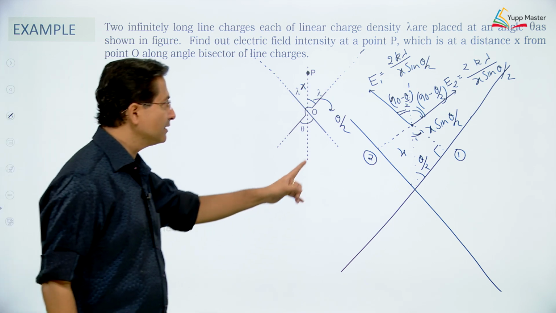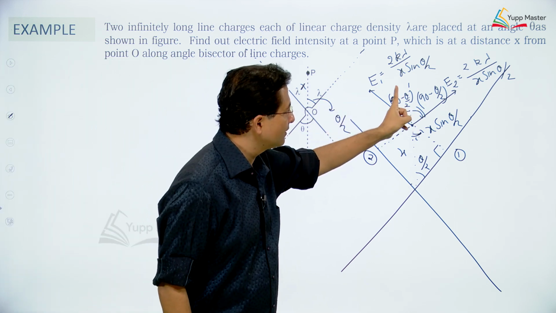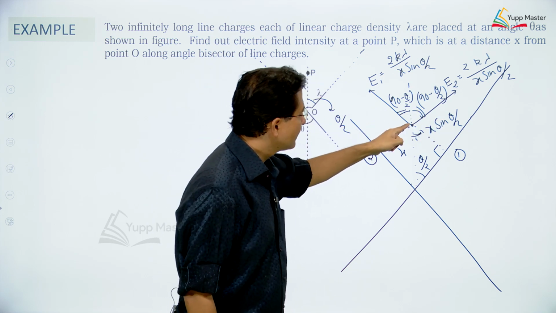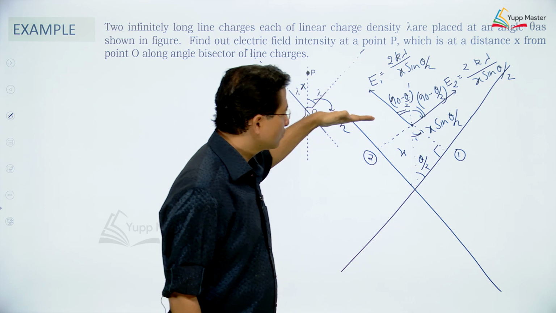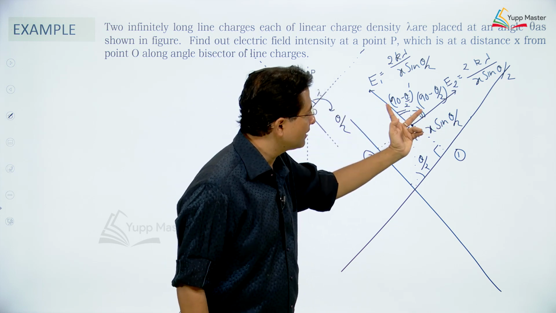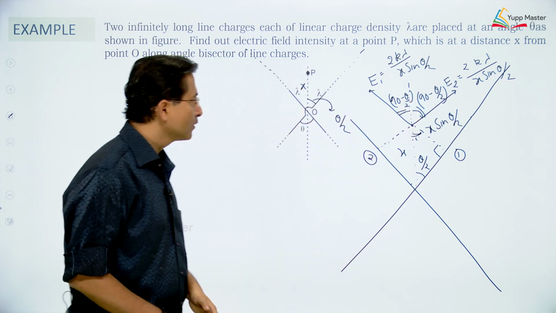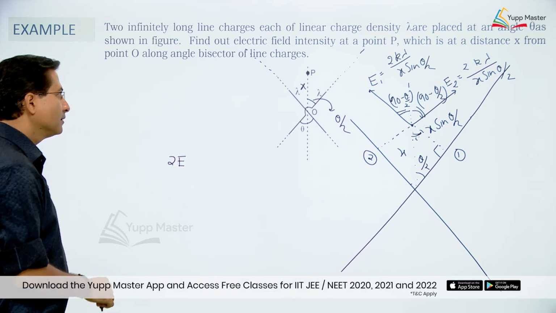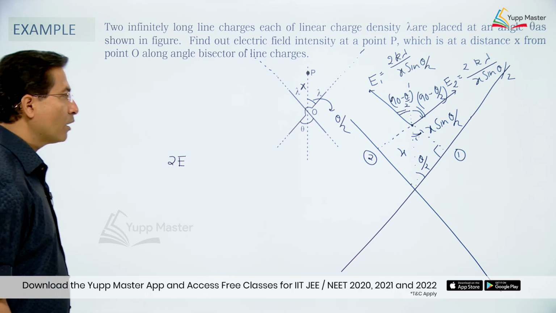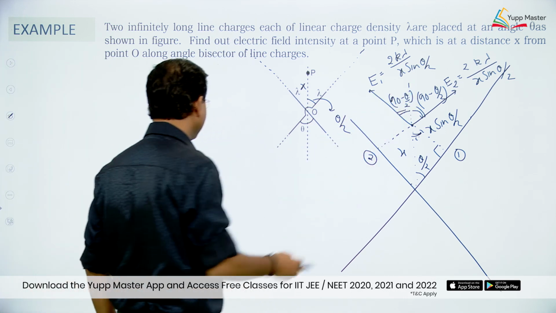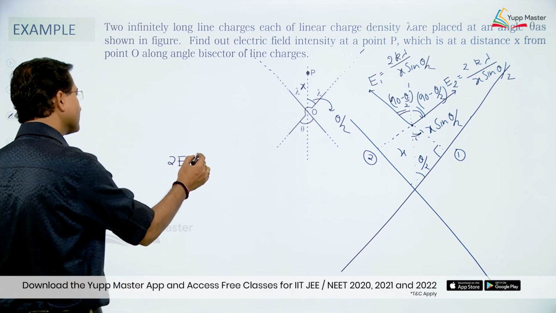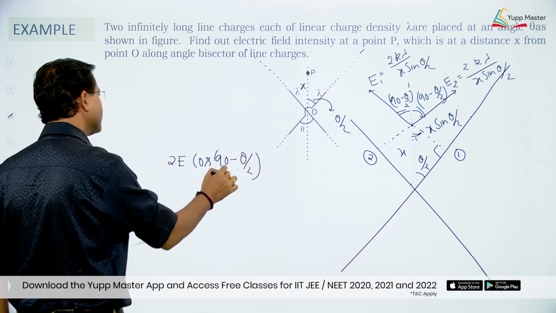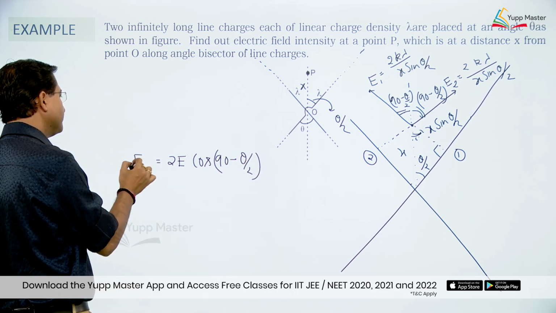So as you can see, these components will get added, and these components, as they are in opposite directions, cancel each other. So this direction component will cancel and these two will get added. As these two are getting added, I can write 2 times E cos of 90 minus theta by 2. This is the net field.